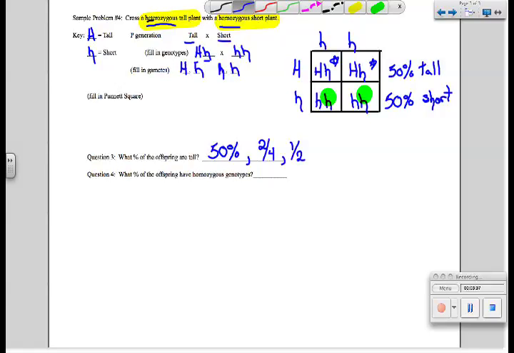What percent of the offspring have homozygous genotypes? Homozygous meaning both copies of the allele are the same. And the only place I have homozygous genotypes here are in these short plants. So I have 50% of my plants displaying that homozygous genotype.